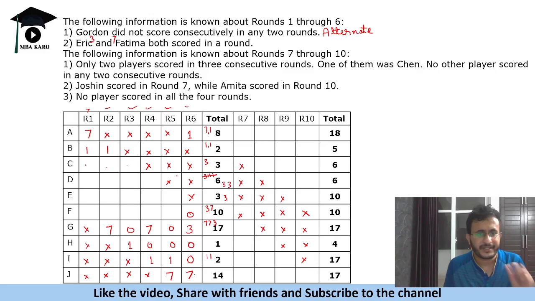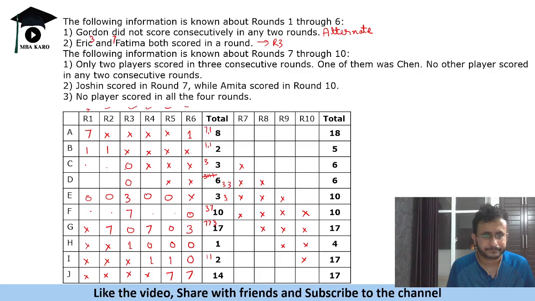Now, since we have filled the sevens in most of the cases, let us find out where Fatima can score 7. Not possible here because 7 is already here. Not possible here. Not possible here. Not possible here. So that happens only in round 3. So in round 3, Fatima will score a 7 and Eric will score a 3. Okay, so this is done. So for Eric we can fill in zeros because Eric won't score anymore. And in this round we have found out the 1, 3 and 7 scorers. Now this person Fatima has to score a 3 pointer.